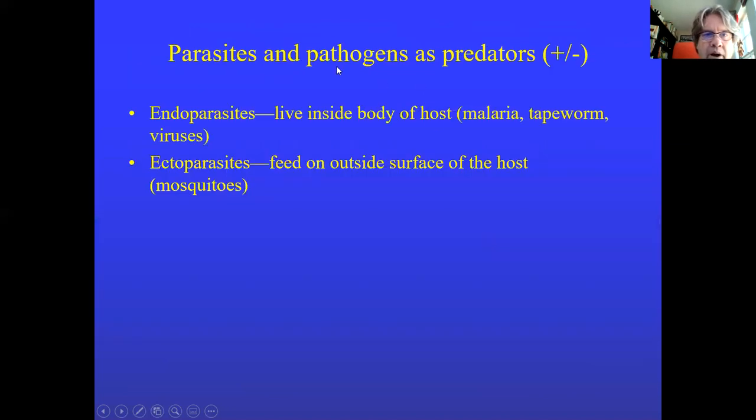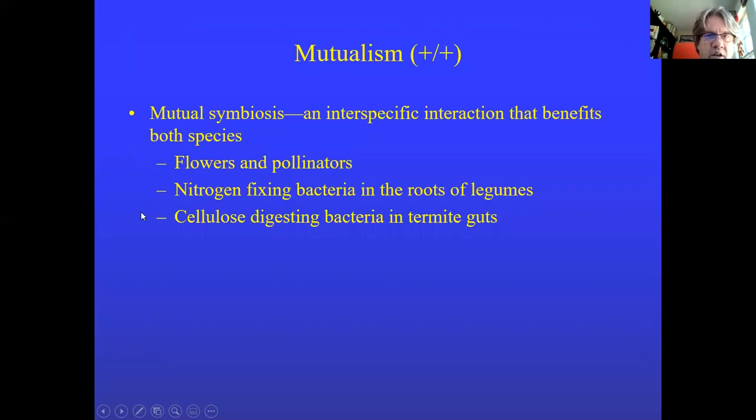Okay, parasites and pathogens are also predators. Endoparasites are the ones that live inside the body of a host, like malaria, tapeworm, viruses, and types of bacterial pathogens. And ectoparasites are the ones that feed on the outside of the host, like mosquitoes, for example, or ticks, that kind of thing. All right, mutualism.